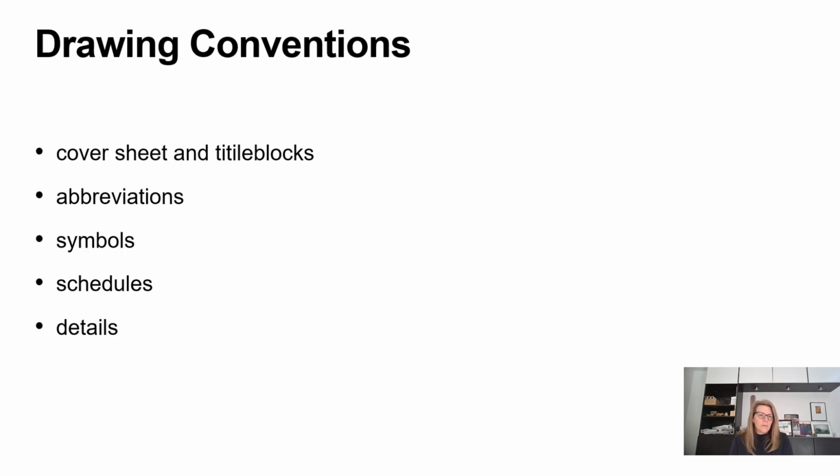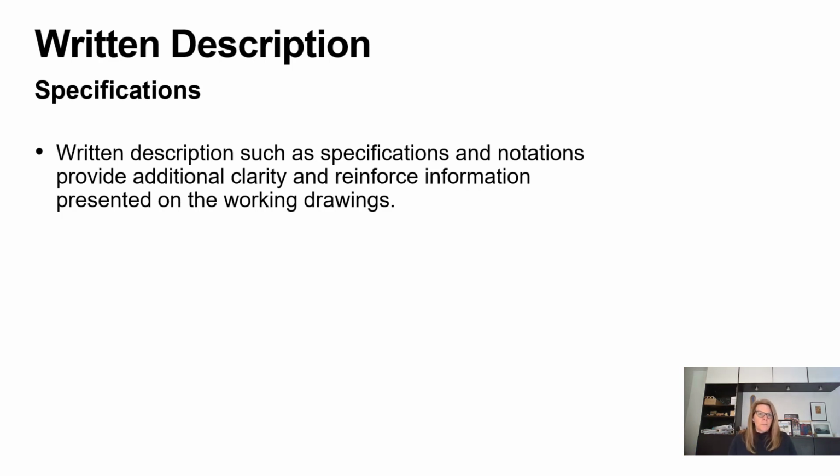Also in a set of drawings you would have schedules, so things like door schedules, window schedules, room schedules, and finish schedules will also be part of that documentation, and then a variety of details depending on how complex that project is. The specifications are the companion piece to the drawings. We're going to talk a lot about specifications as we get into the semester. They help to clarify and reinforce any of the information that's on the working set of drawings for a project, and those two things are used in tandem.